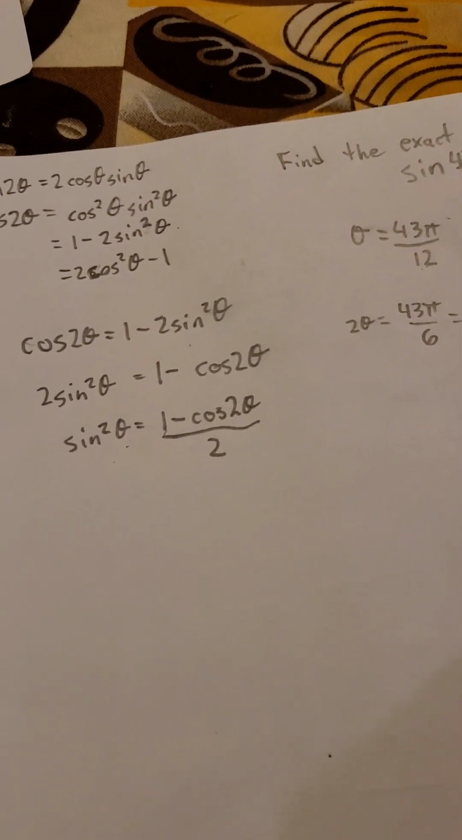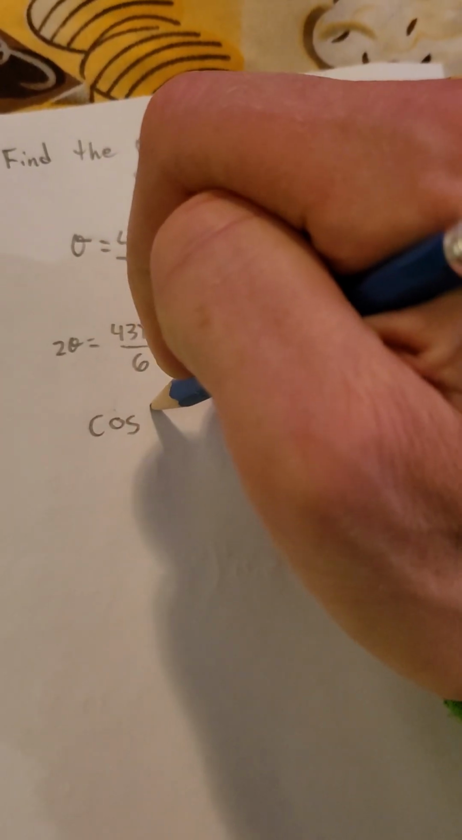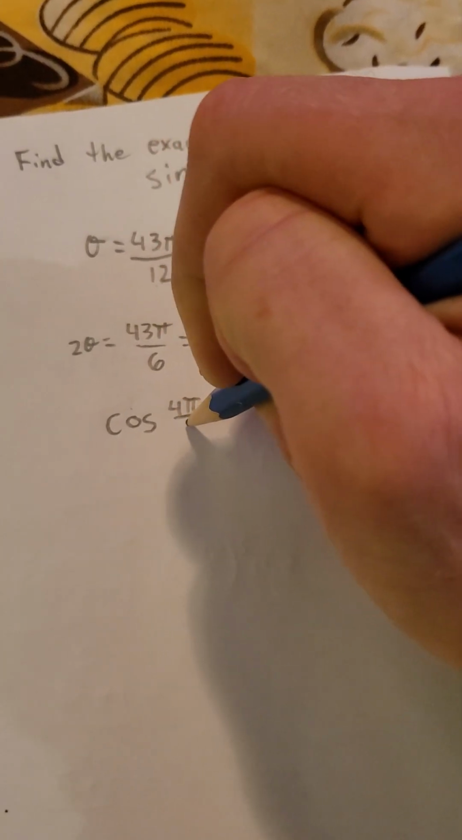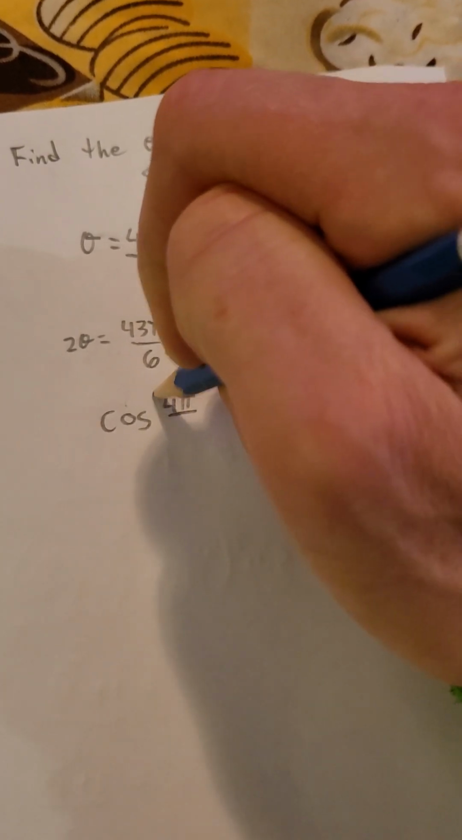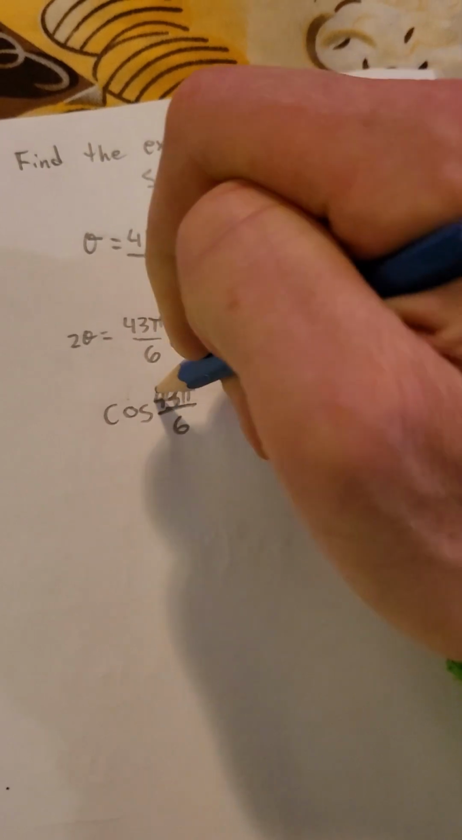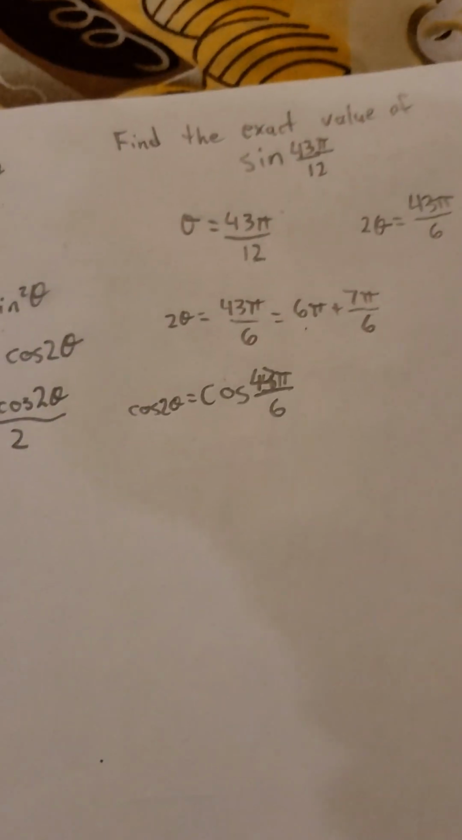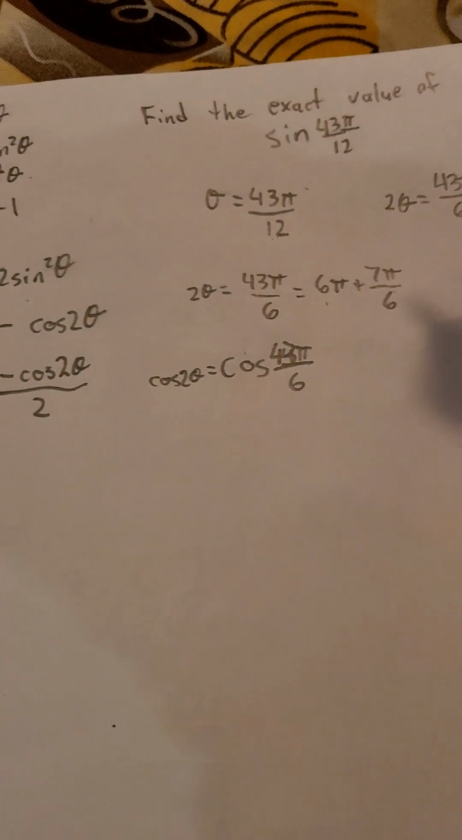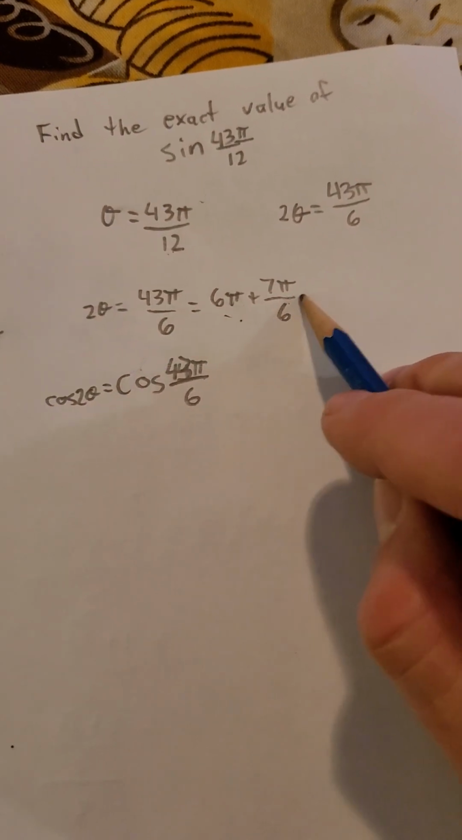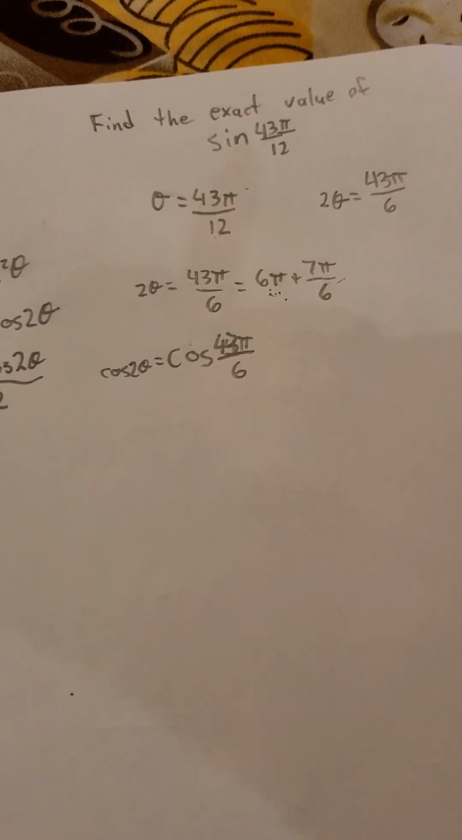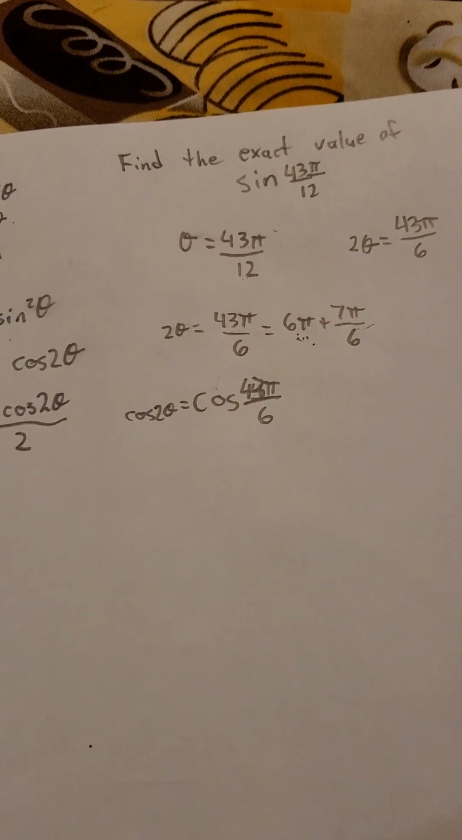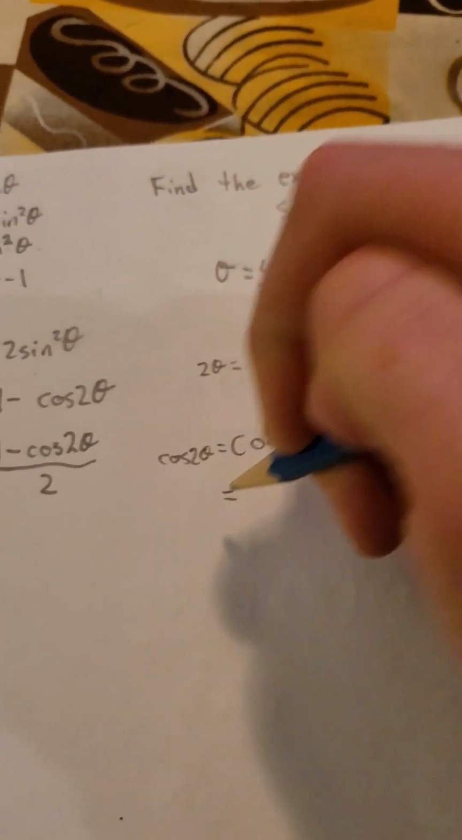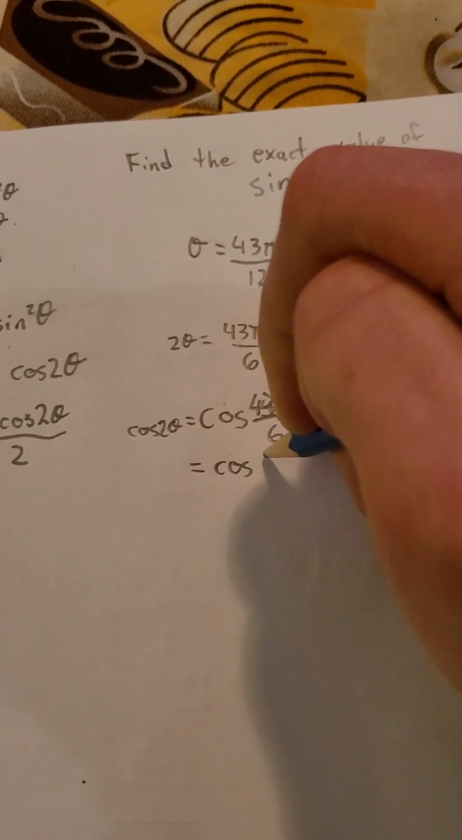Okay? So now, let's look at the cos of 43 pi over 6, which is just 2 theta, right? 43 pi over 6. That's 2 theta. And so that's cos 2 theta is equal to that. Now, that, as we determined, is 6 pi plus 7 pi over 6. We can ignore the 6 pi, because those are full rotations that bring us back to where we started from, then we go by 7 pi over 6. So this is the same thing as the cos of 7 pi over 6, which is nice.